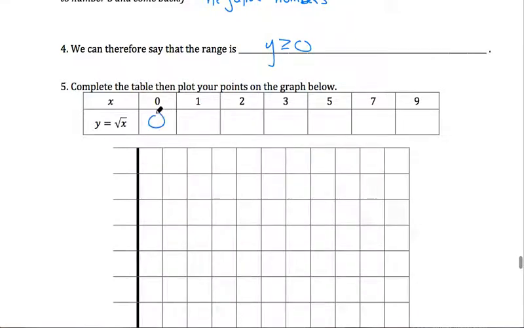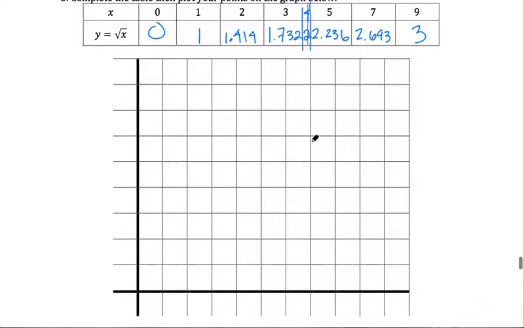Square root of 0 is 0. Square root of 1 is 1. Square root of 2 is a messy number, but it's about 1.414. Calculator for that one. Square root of 3 is 1.732. Square root of 5 is 2.236. Square root of 7 is 2.693, and the square root of 9 is 3, of course. I omitted square root of 4, which is 2, of course. I'm not sure why I skipped that earlier. We'll throw that in there as well to help us.